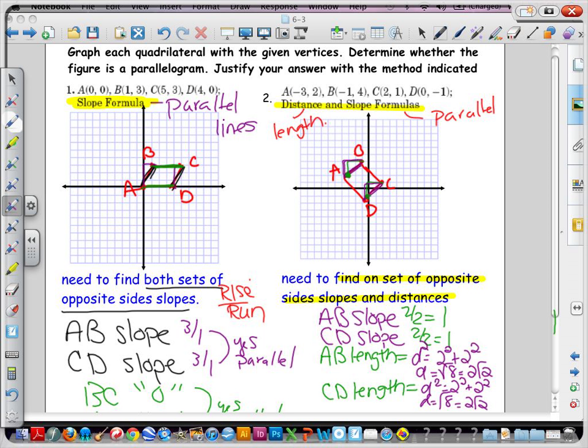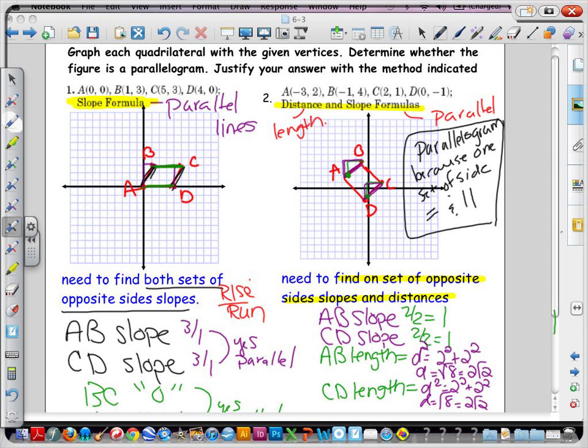So I'm getting parallel and I'm getting the correct distance. So this is a parallelogram, because one set of sides is equal and parallel. All right, awesome.